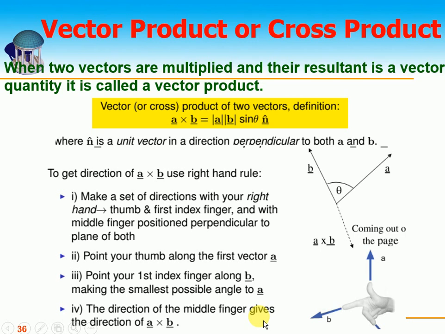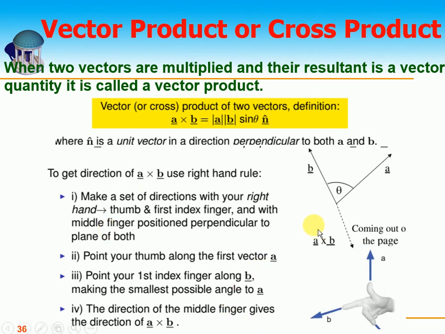Vector product, or cross product, or outer product. When two quantities are multiplied and the resultant is again a vector quantity, this is called a vector product. The vector or cross product of two vectors we can define as A cross B, because we are using a cross, therefore it's called cross product. Why is it called vector? Because after multiplication it always gives you a vector quantity: magnitude of A, magnitude of B, sine of theta, n hat. N hat is a unit vector in the direction of the A cross B vector.